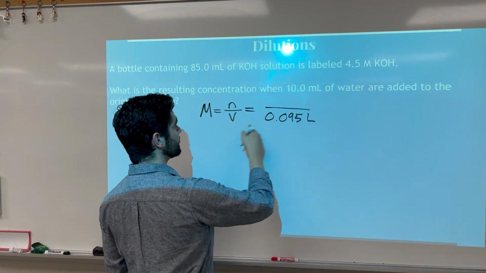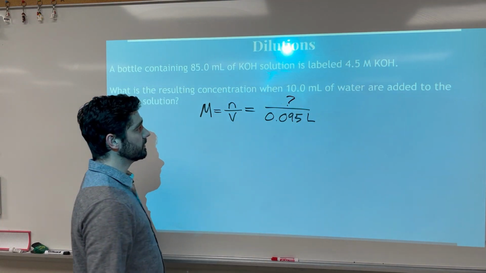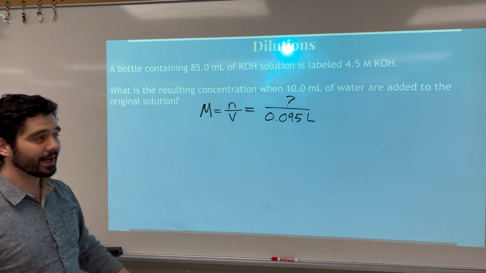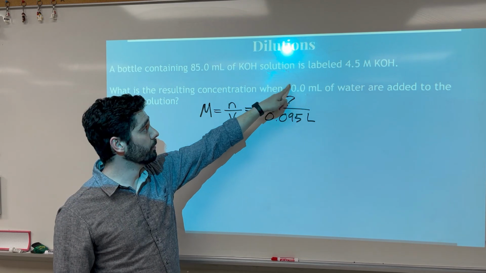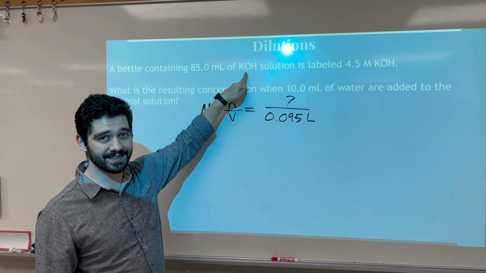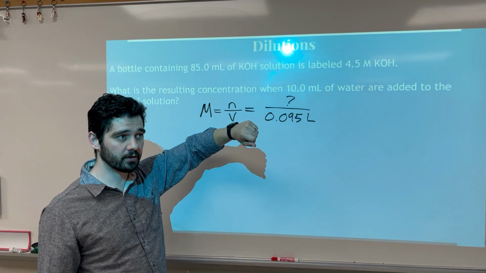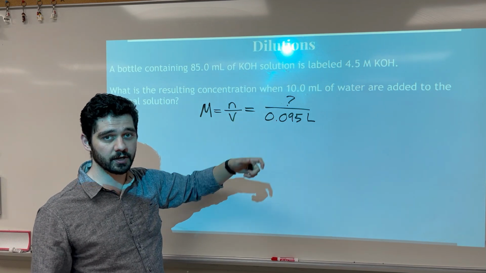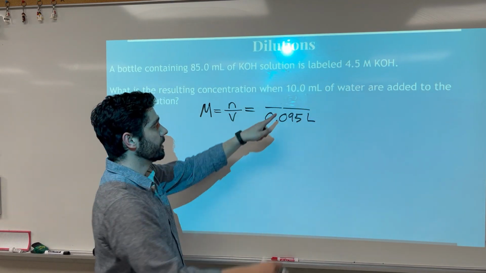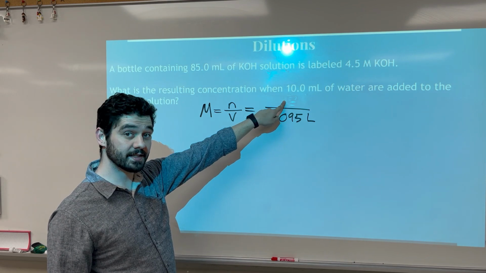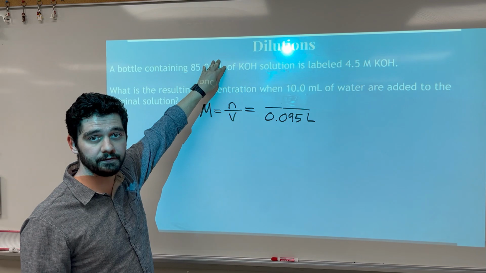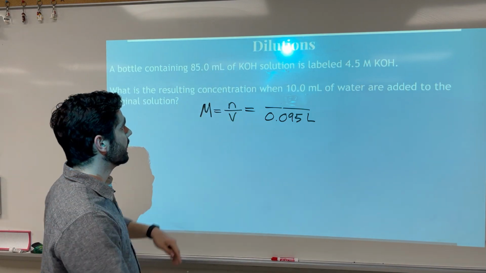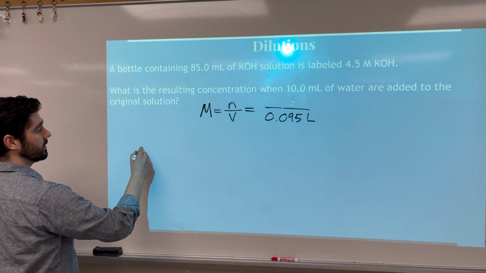Okay, and then in order to figure out this concentration, I need to know how many moles. Well, when I added water to this original solution, the moles of potassium hydroxide didn't change, right? If you add water, I'm not adding or taking away potassium hydroxide. So if I want to know how much potassium hydroxide is in here, I can just take my original solution and solve for the moles. Okay, so let me come over here and do that on the side.